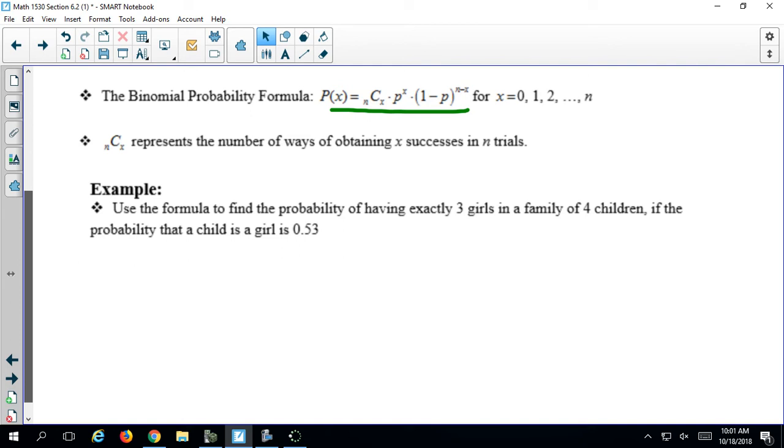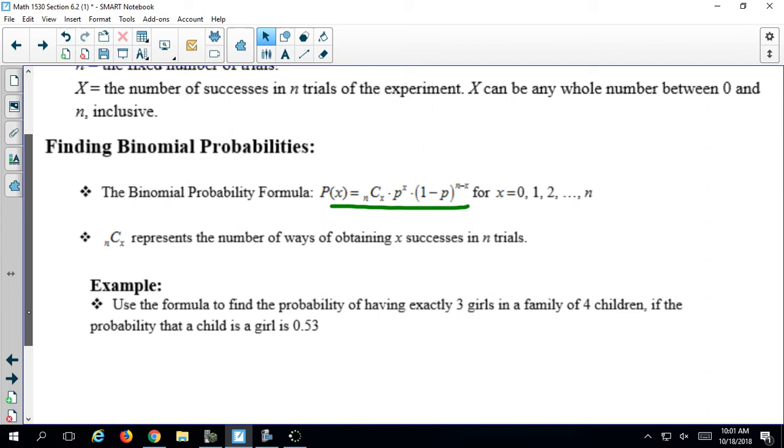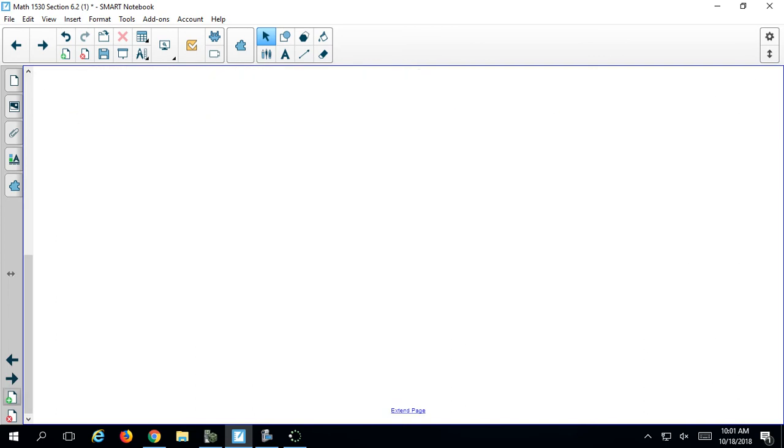It says, use the formula to find the probability of having exactly 3 girls in a family of 4 children if the probability that a child is a girl is 0.53. So instead of it being 0.5, we're going to say we're slightly more likely to have a girl.